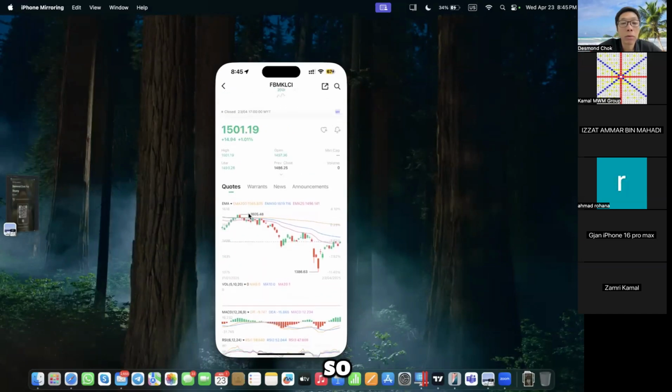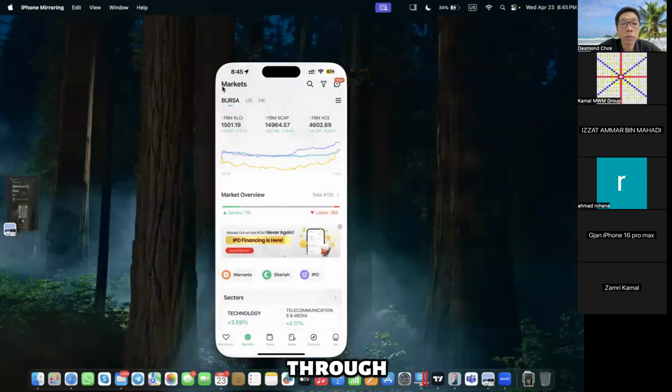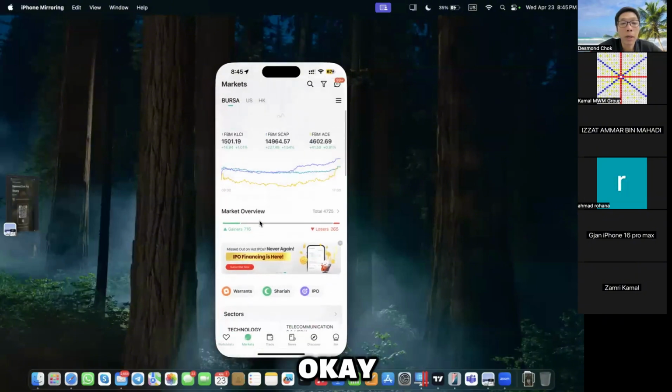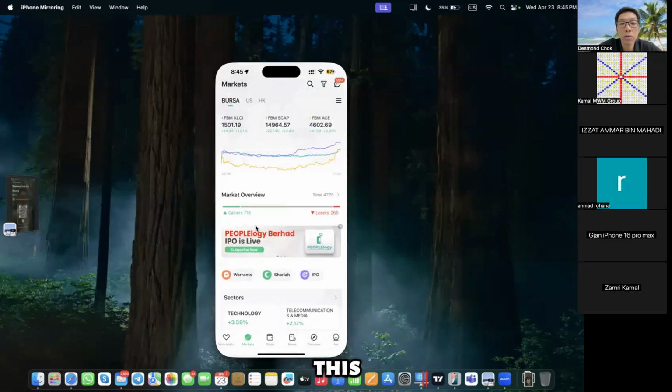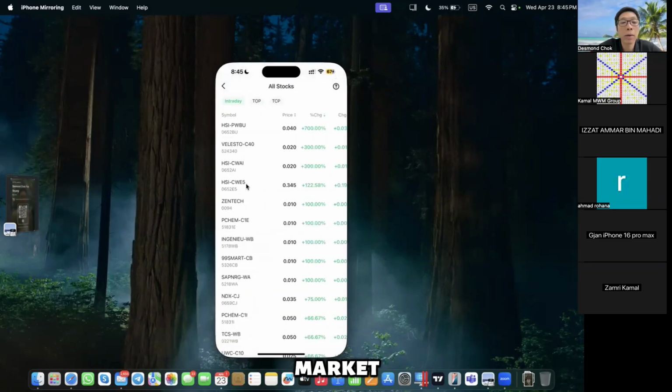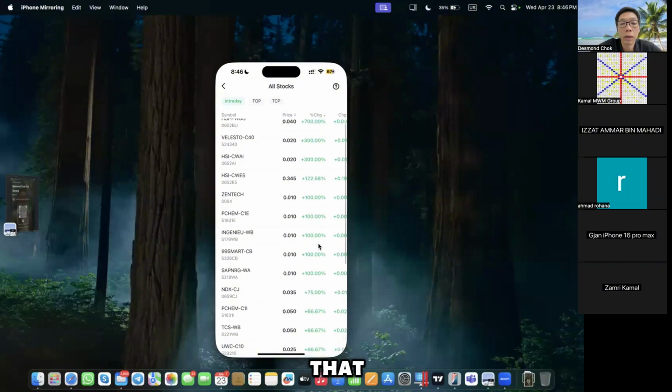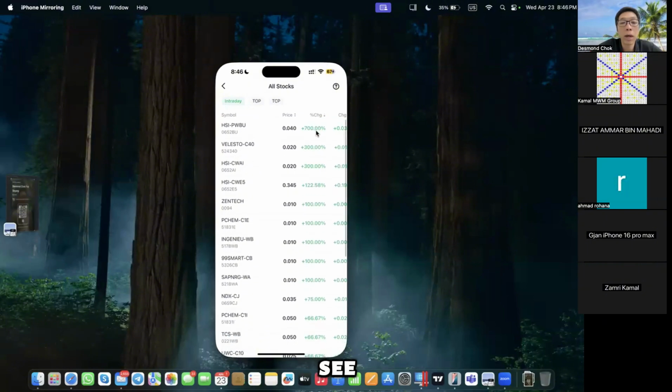Okay. So before that, I go through one by one first. FBM KLCI. This one is market overview. This one is showing how many gainers for today, how many losses for today. This one total is 4725 markets. So you can see for today what are the stocks that gain, but mostly you can see the high percentage ones are all call warrants or warrant stocks.